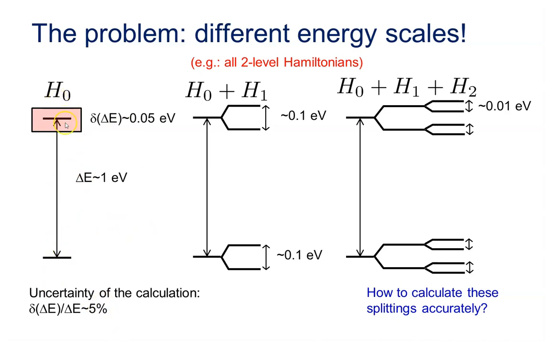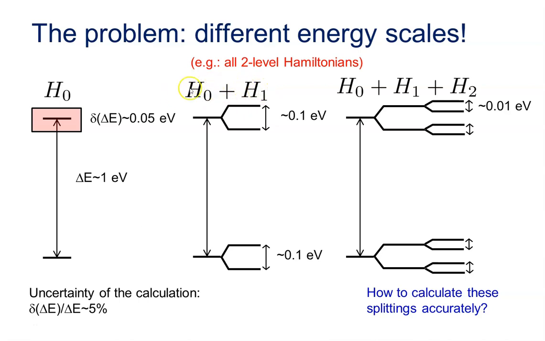Now imagine that I have this Hamiltonian perturbed by, say, an H1. Say that this is a two-level Hamiltonian, and this H1 also is a two-level Hamiltonian if you wish, but it couples these two states, so I have splittings in these states, and these splittings are about 1/10 of the original H0. So this is good perturbation theory, right?